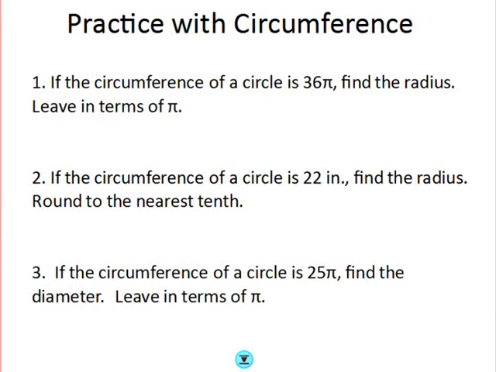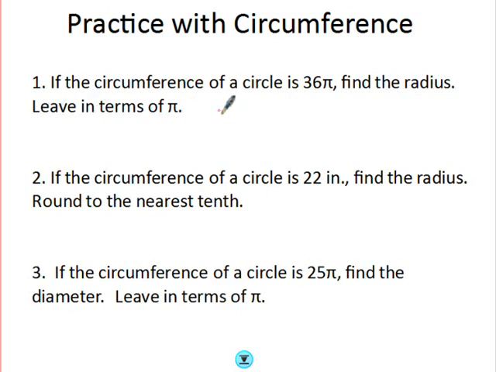Practice with circumference. So if the circumference of a circle is 36 pi, find the radius. And it says leave in terms of pi. Okay. This one says round to the nearest tenth, and this one says leave it in terms of pi. When it says leave it in terms of pi, that just means that we're not going to multiply anything by pi, if we have to for our answer.